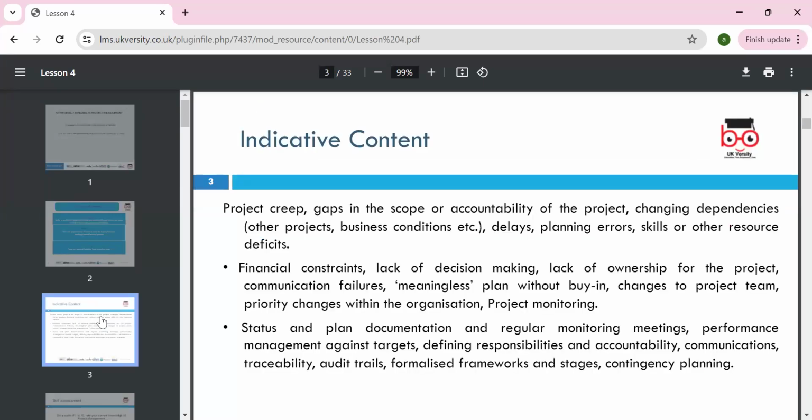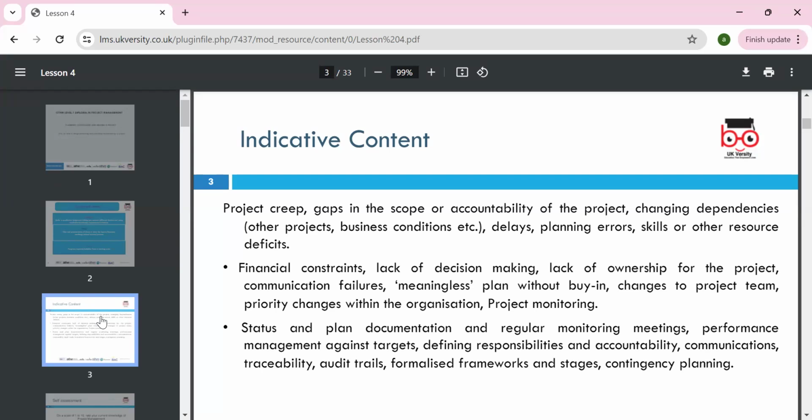Okay, now we'll start with the indicative content. Today we'll go through the scope of accountability of the project. We'll look at the changing dependencies of the project, the project scales, and the financial constraints, the limitations we have in terms of labor and funding. We can manufacture in-house or we can outsource. We can look at all these issues, the status in the plan documentation, regular monitoring, meetings, performance, and management.